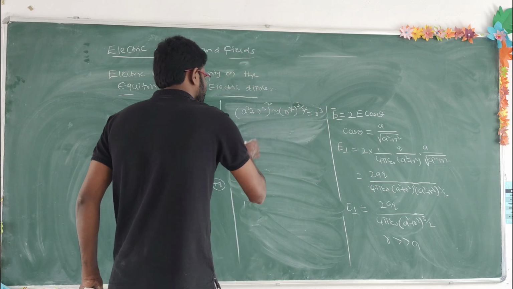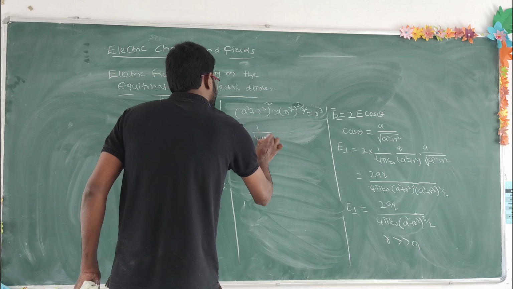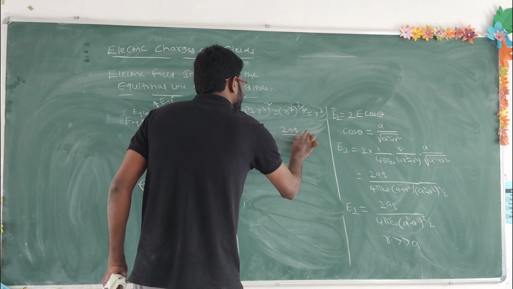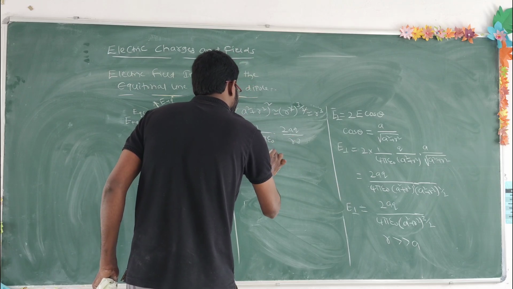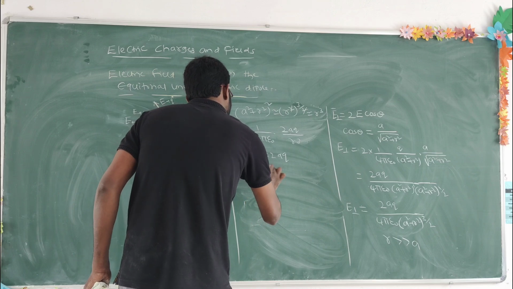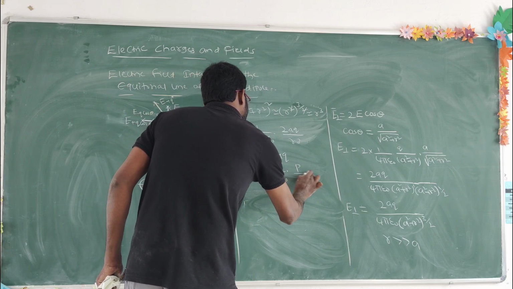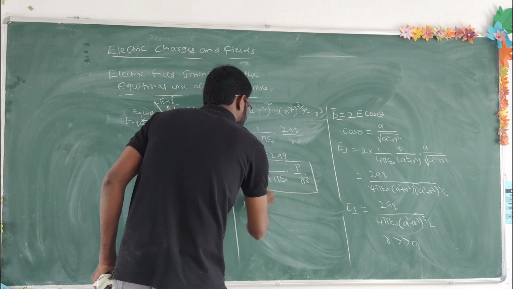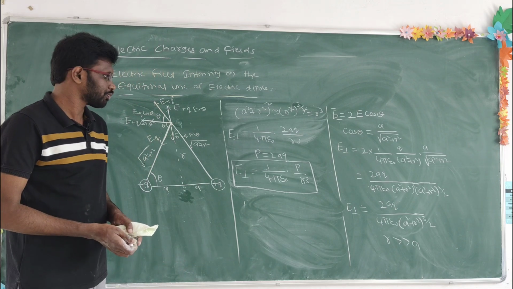Substitute the value. Then E equals 1 by 4 pi epsilon naught into 2a cube by r cube simply. This 2aq is the dipole moment P equal to 2aq. Then the electric field on the equatorial line is 1 by 4 pi epsilon naught into P by r cube. This is the electric field intensity on the equatorial line of an electric dipole.